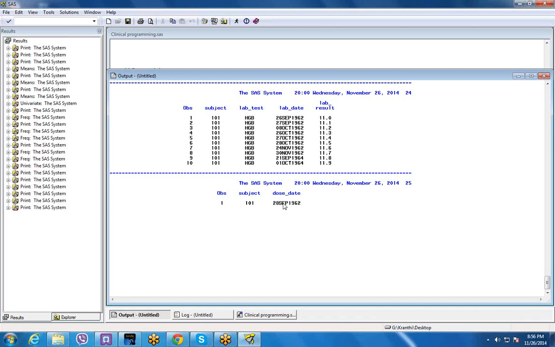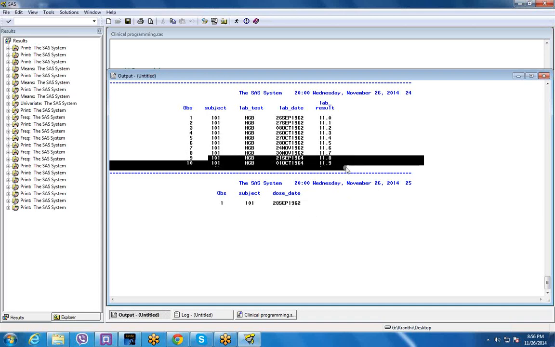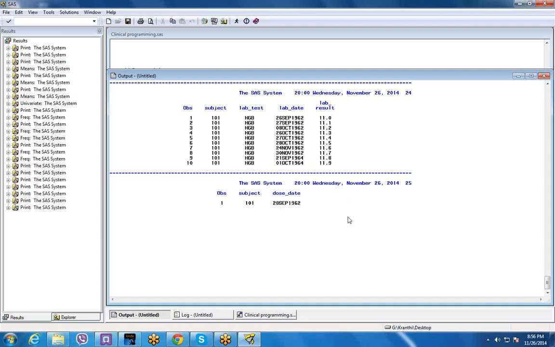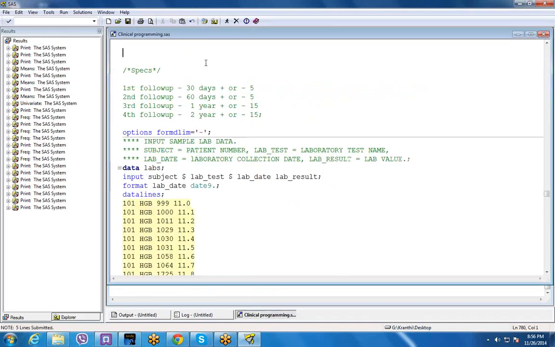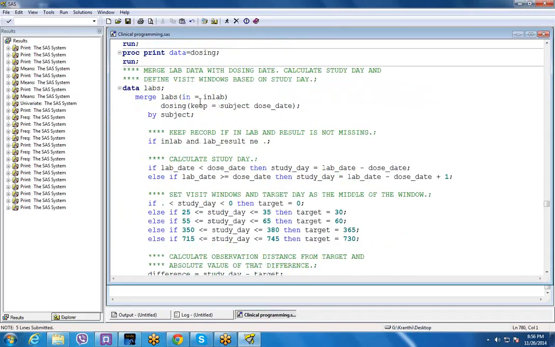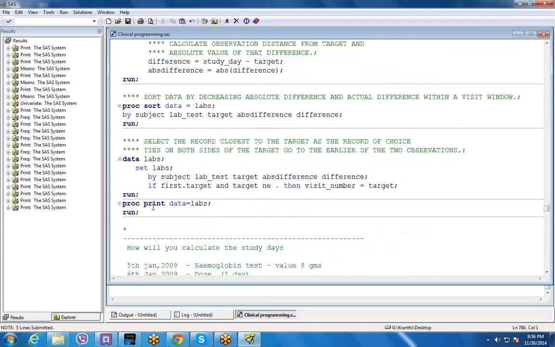Then after a year means it should be 1963. But there is no data related to 63, so the third follow-up is missing. For the fourth follow-up, plus or minus 15 is okay. 28 September to 21 September is 7 days, so you can consider this 11.8. So 11.1, then 11.4, and then 11.8. These are the 3 values we are taking. So we have the data, and then submit this program.